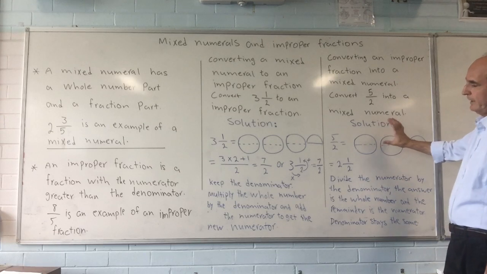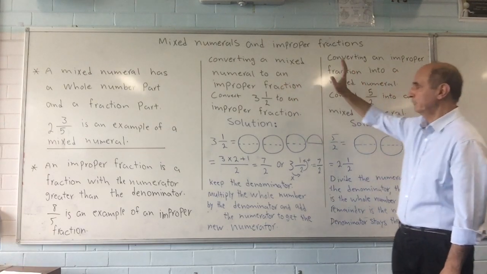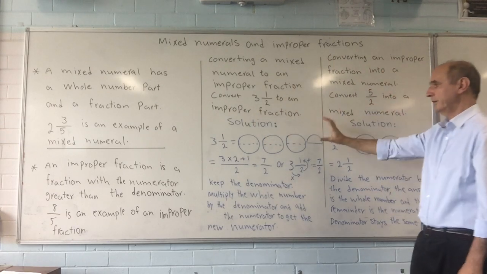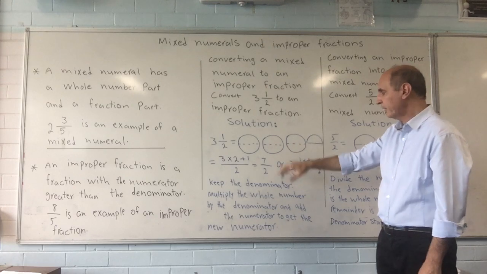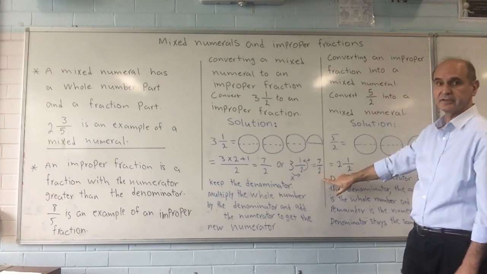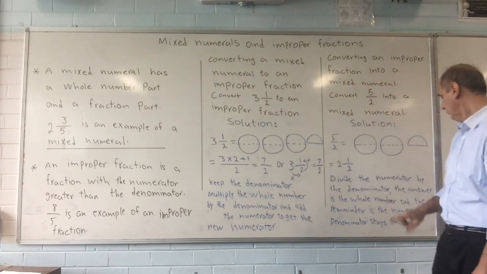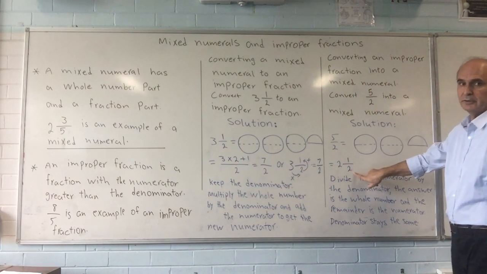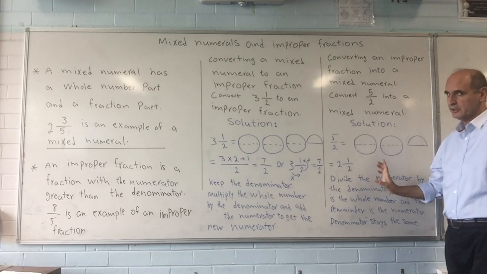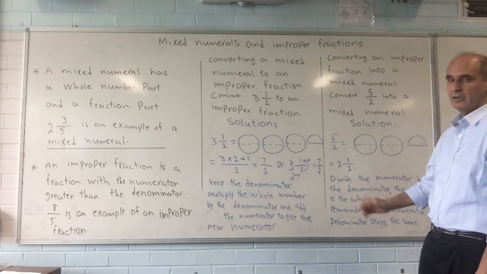You have to pay attention that in both cases, whether you're going from a mixed numeral to an improper fraction or from an improper fraction to a mixed numeral, your denominator always has to stay the same. Here the denominator was 2, it stays 2. Here the denominator was 2 and stayed 2 again. The denominator doesn't change. What changes is your numerator, based on these rules.